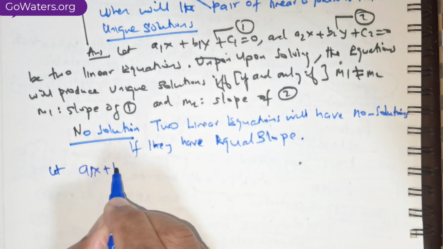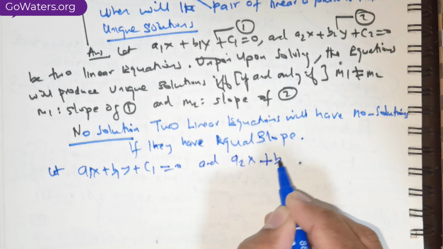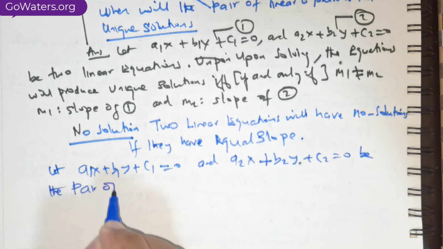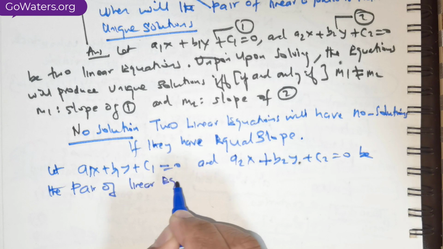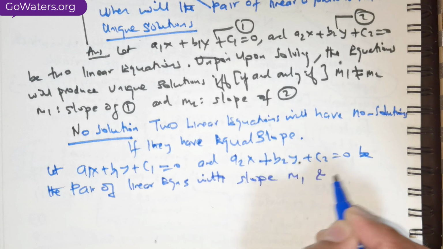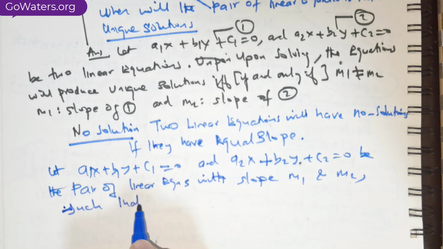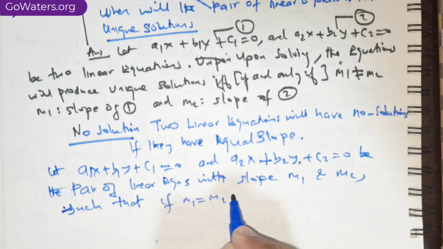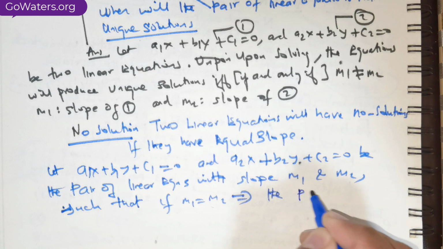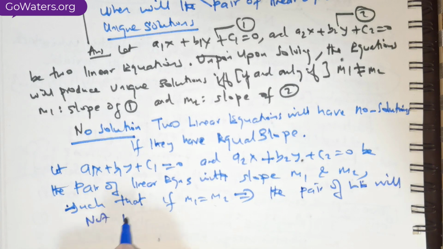Let a1x + b1y + c1 = 0 and a2x + b2y + c2 = 0 be the pair of linear equations with slopes m1 and m2, such that if m1 equals m2, this implies the pair of linear equations will not have a solution.